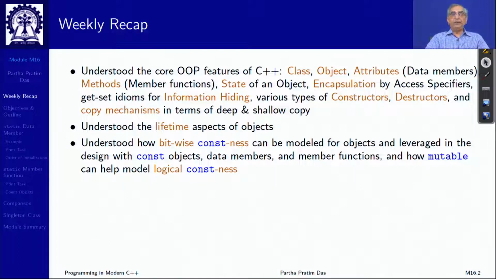And finally, we took a look at constness at a bitwise level, where we can have objects which are constant, or data members can be constant, member functions can be constant, and a combination of these can give you a good design in terms of the logical constness, which is further supported by the mutable feature of C++. So, we have got a foundational basis on the object oriented programming aspects. Now, we will build further on this.